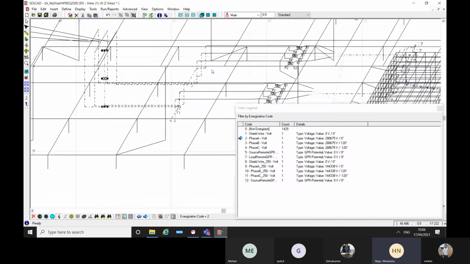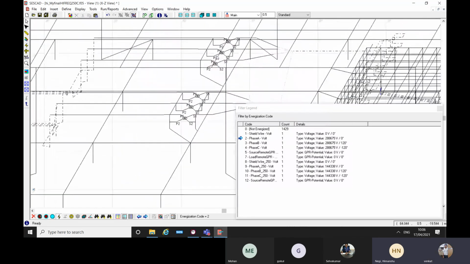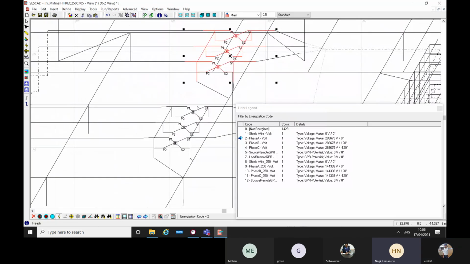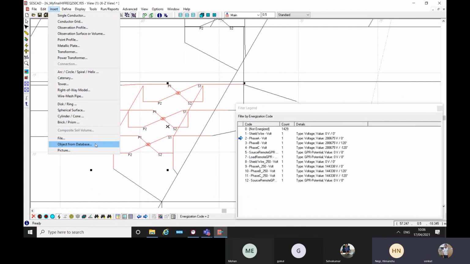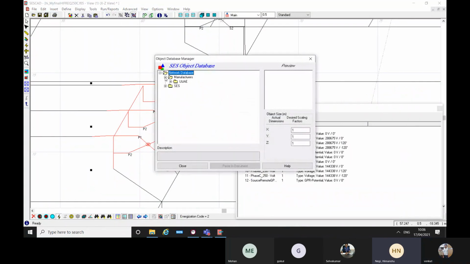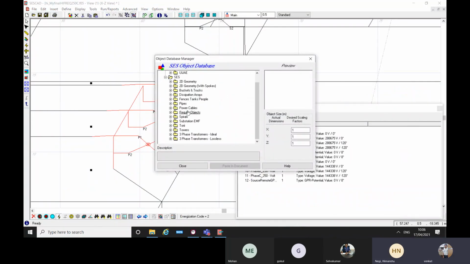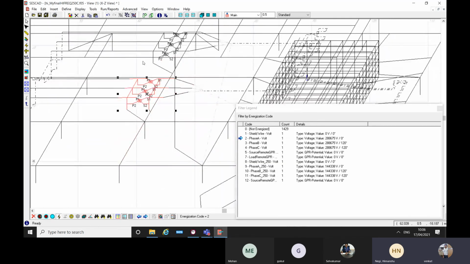Then when it comes here, it goes to this transformer, which is converting 500 kV to 225 or something. I don't remember, but this is what it is. You can insert a transformer as an object from the database. Here you can get so many things, like a 3-phase transformer model, or a lossless transformer, or many other things.